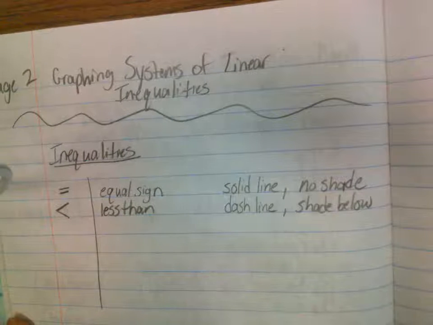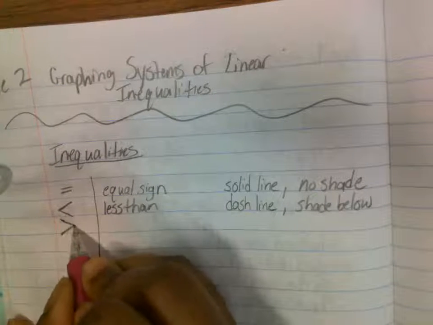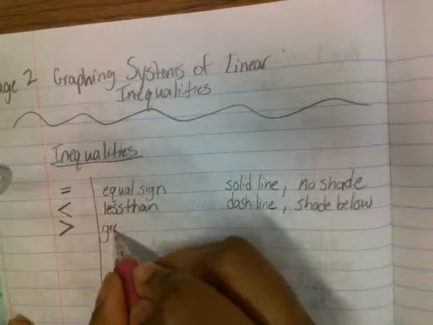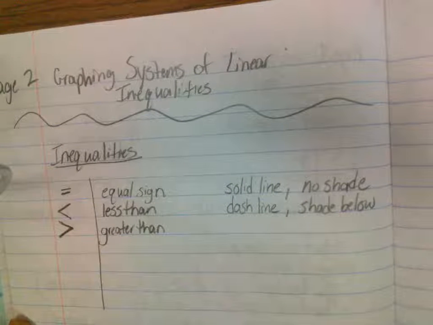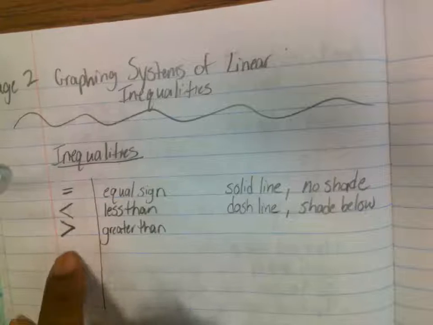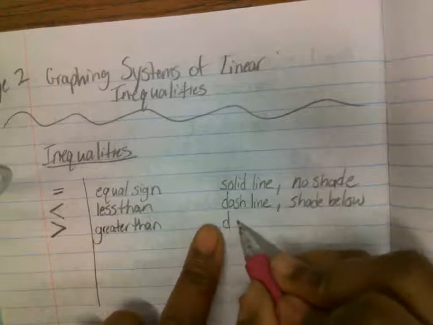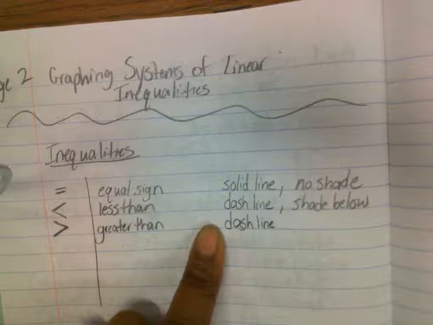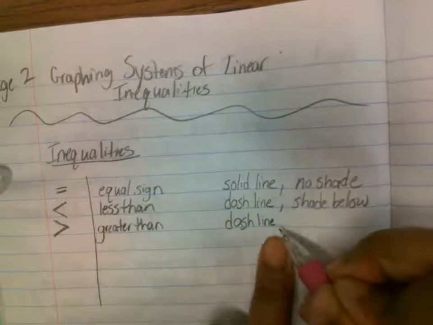The second inequality that we're going to talk about is the greater than sign. That goes this way. Your greater than sign, again, you see there's no equal to under it. Your greater than sign is another dashed line because there's no equal to. And you're going to shade, instead of below, since it's greater than, you're going to shade above.